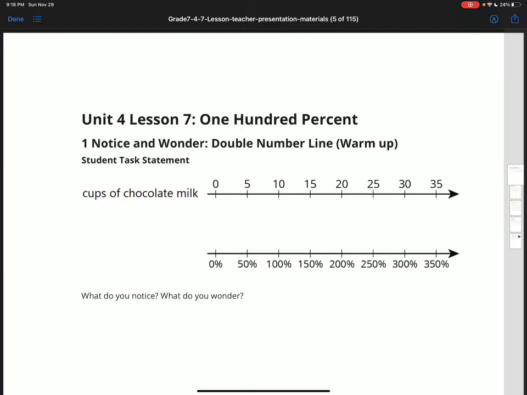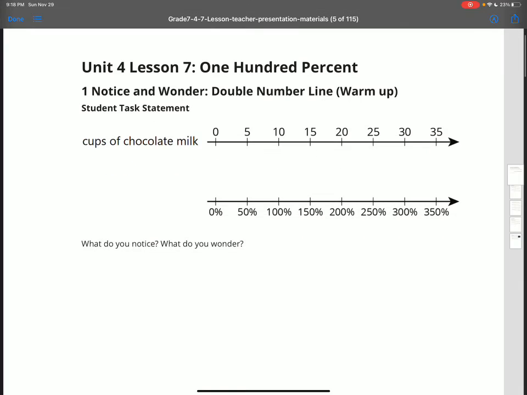Today we'll be in Unit 4, Lesson 7, which is called 100%. The activity for this lesson first starts off with the activity called Notice and Wonder. We've been doing these Notice and Wonder exercises for the lessons we've been working on. I think we did one in Lesson 6 and Lesson 5. But needless to say, let's jump to this one.